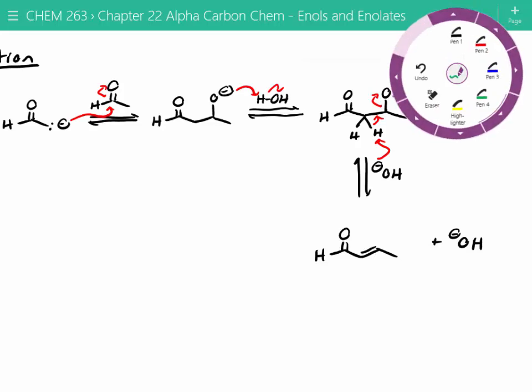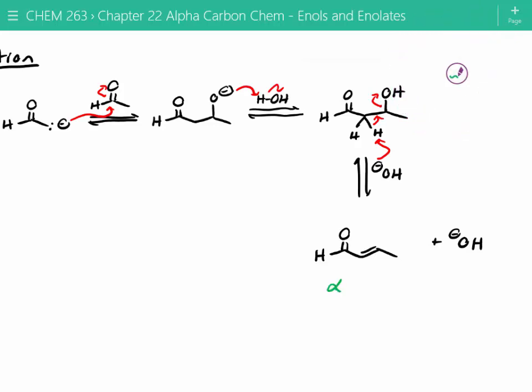So this is called an alpha beta unsaturated aldehyde.